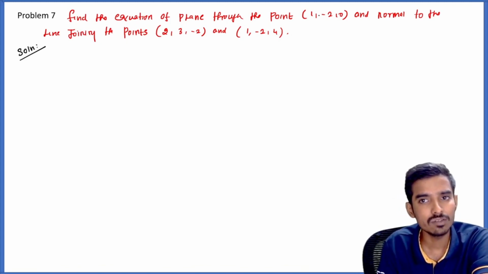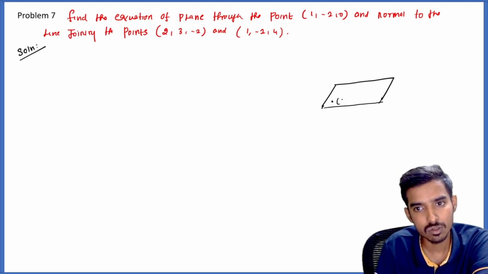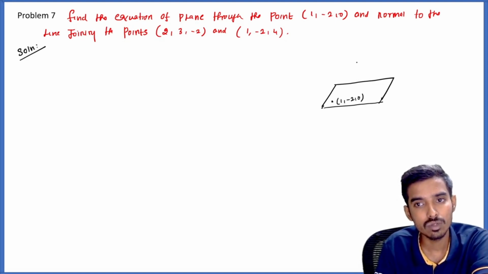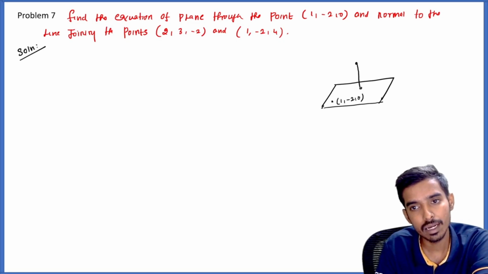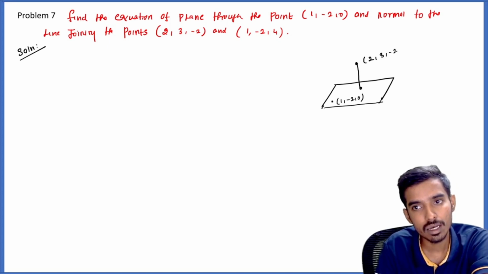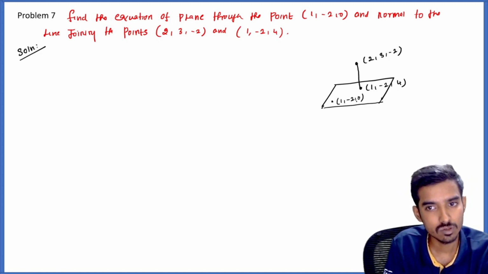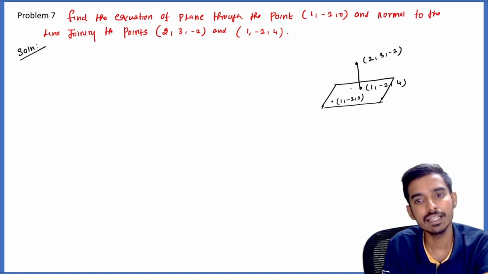Find an equation of plane through the point 1 comma minus 2 comma 0. So we need to find an equation of plane. That plane should pass through the point 1 comma minus 2 comma 0 and be normal to the line joining 2 comma 3 comma minus 2 and 1 comma minus 2 comma 4, right? So we need to find the equation of plane. That plane should pass through this point and be normal to the line joining these 2 points.